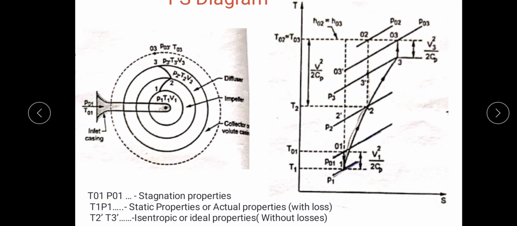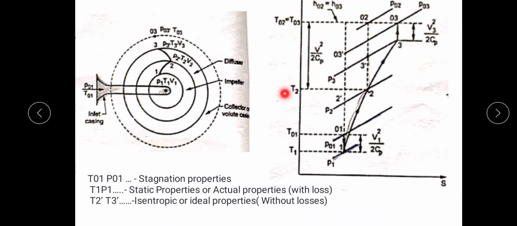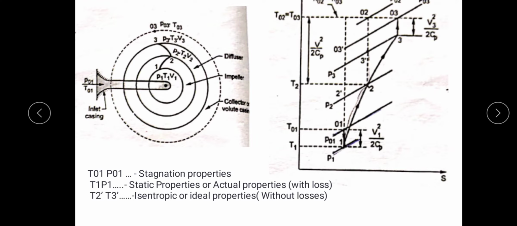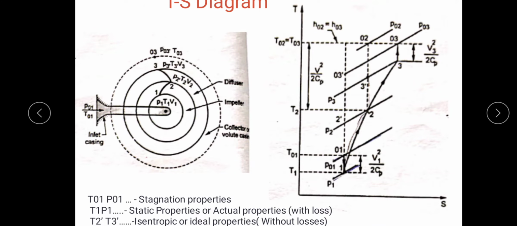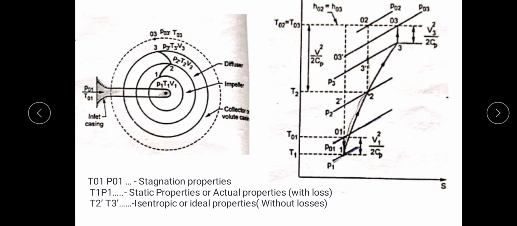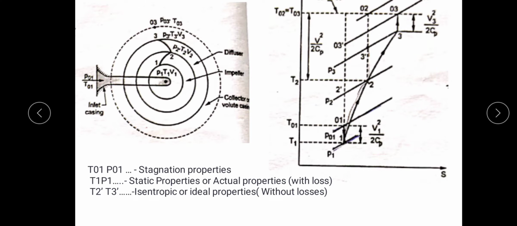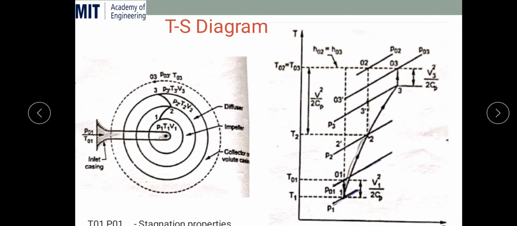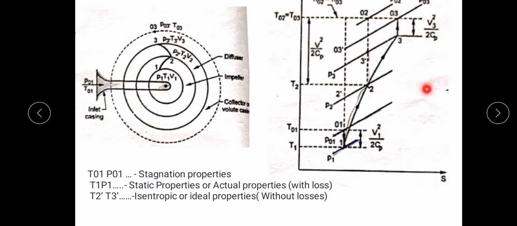On the TS diagram, on the y-axis we have the temperature and on the x-axis the entropy, and in between we can see the different pressure lines. This is the P1 pressure line, P01 pressure line, this is the P2 pressure line, this is the P3 pressure line, again the P03 pressure line, and the P02 pressure line. One condition we have to remember: if you move upward, the pressure increases. If you move from the P1 pressure line to the P02 pressure line, the pressure increases because the vertical scale is positive.